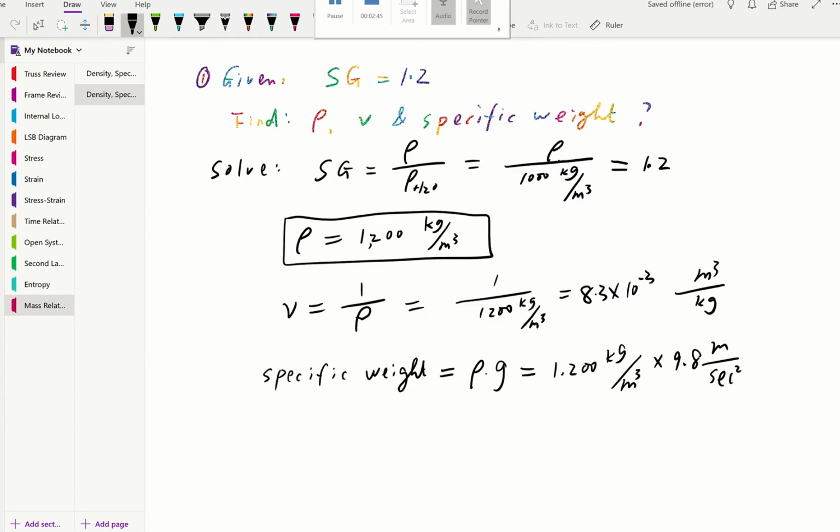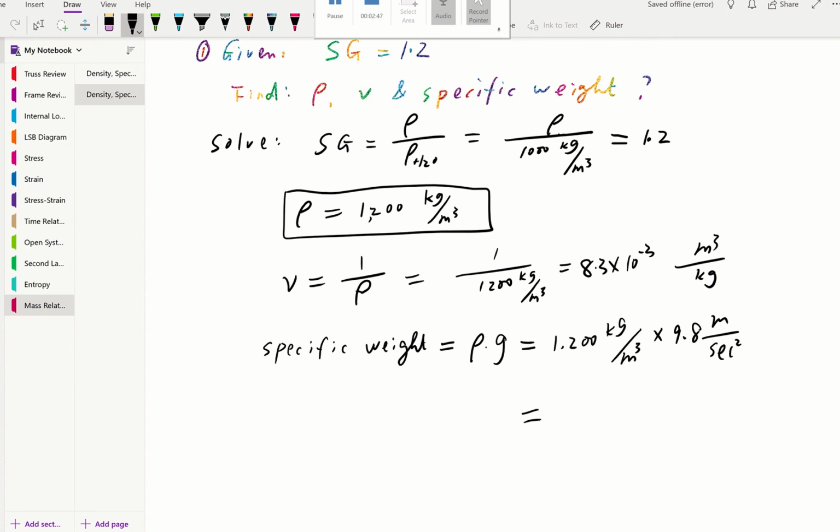Okay, then let's put our numbers in there. We will get an answer. 1200 times 9.8, and the answer is 11,760. But here I want you to focus on the unit, okay? When you look at this unit, you will get kilogram on the top and meter, and that cancel out. We'll have kilogram meter square per second square, and that is some kind of cumbersome unit, right?